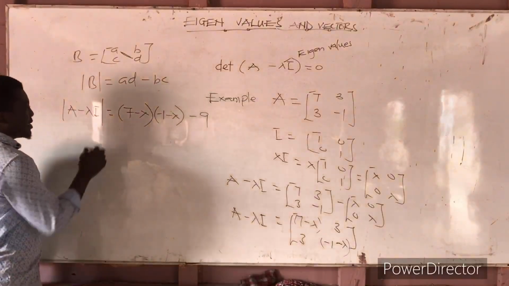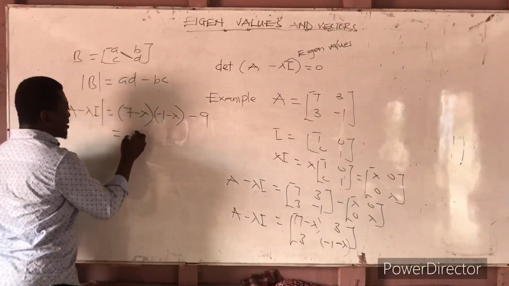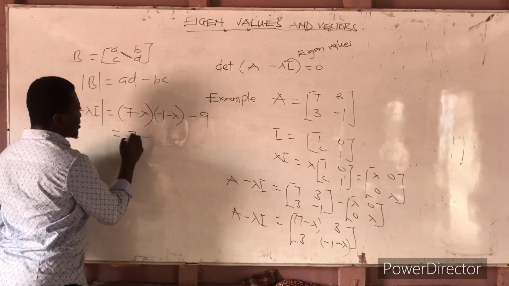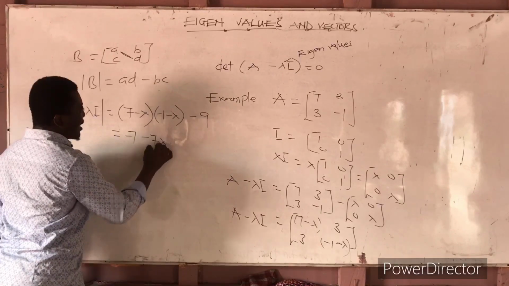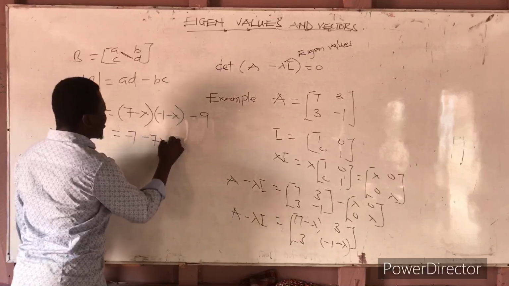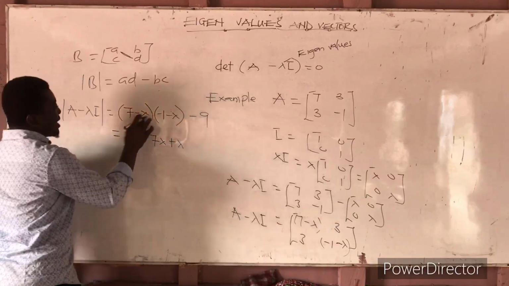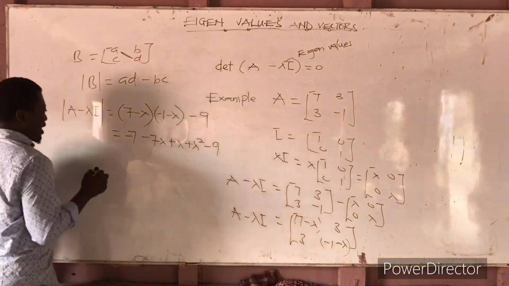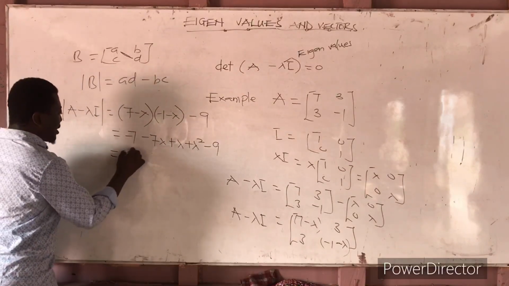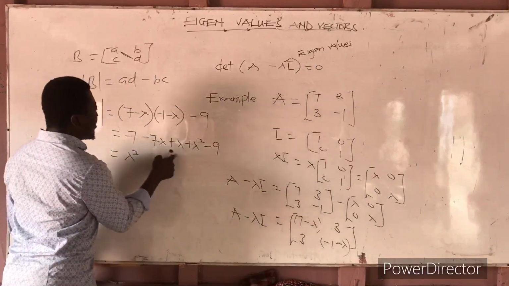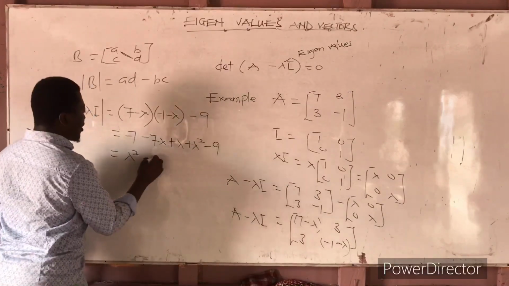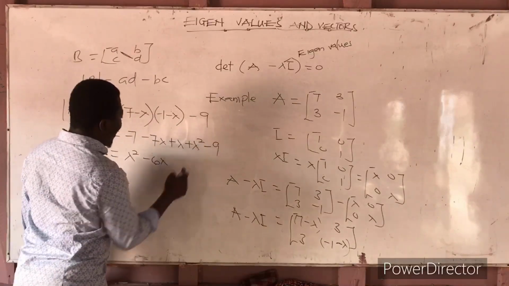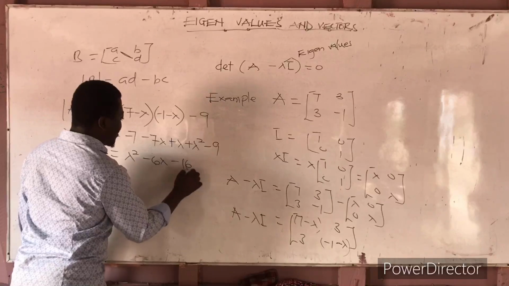This is the determinant. 7 times minus 1 gives minus 7. 7 times minus lambda gives minus 7 lambda. Minus lambda times minus 1, you get plus lambda. Minus lambda times minus lambda, you get plus lambda squared, minus 9. What are you going to get? You are going to get lambda squared, minus 7 lambda plus lambda will give you minus 6 lambda, and minus 7 minus 9 will give you minus 16.